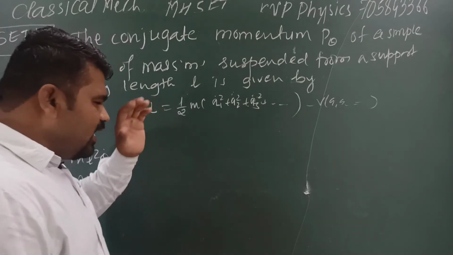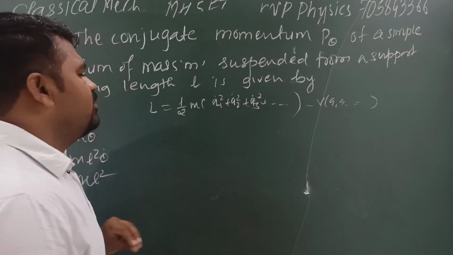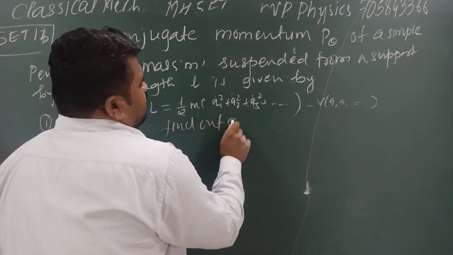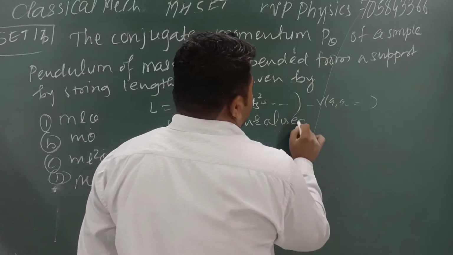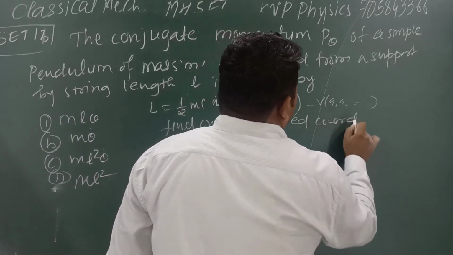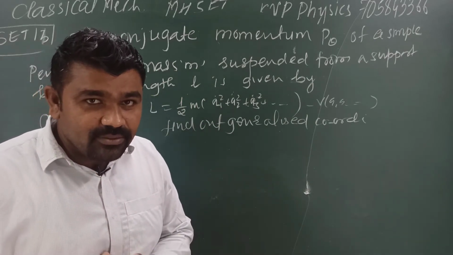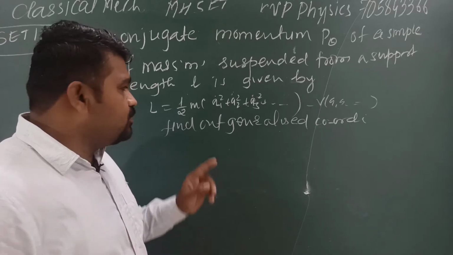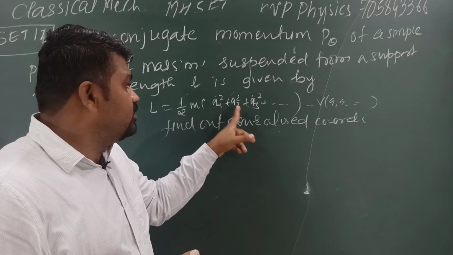First, in this case, which one is the generalized coordinate? Which coordinate can we say is a generalized coordinate? Simply focus on the kinetic energy. How many velocity parts are present in the kinetic energy? q1 dot is a kinetic energy part.